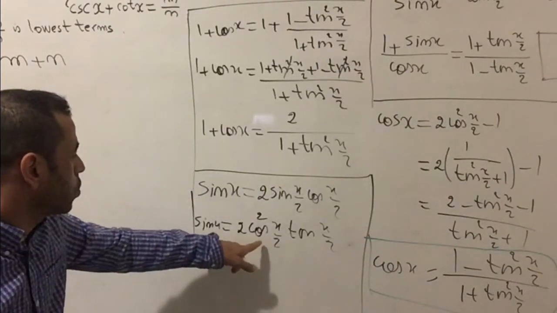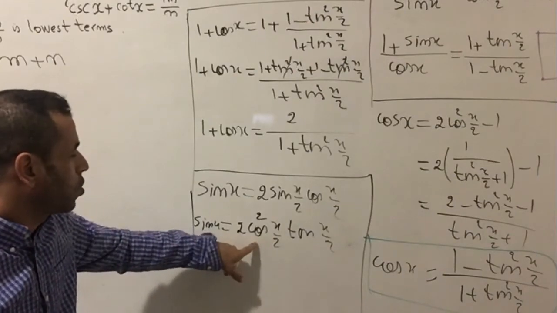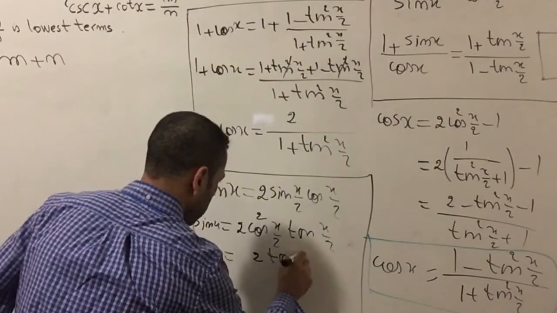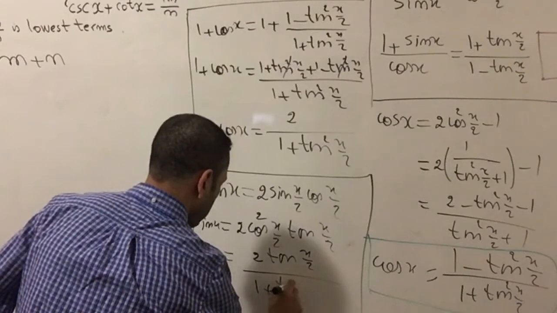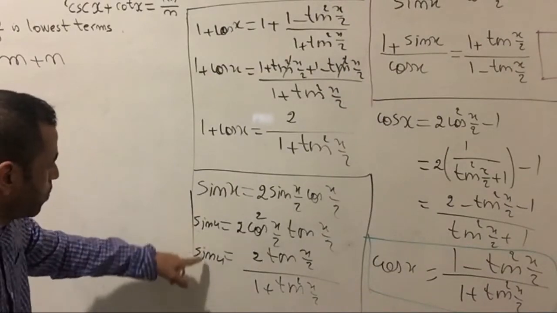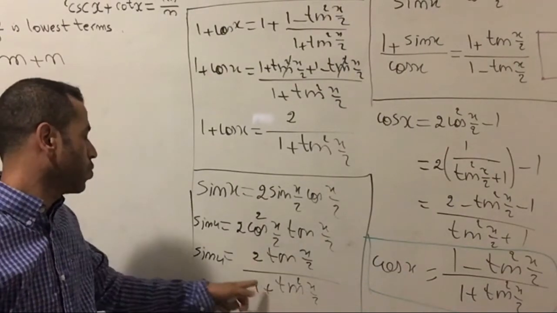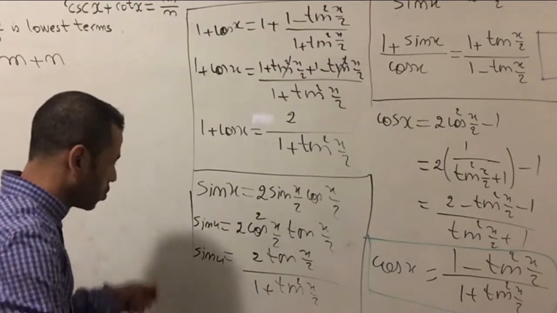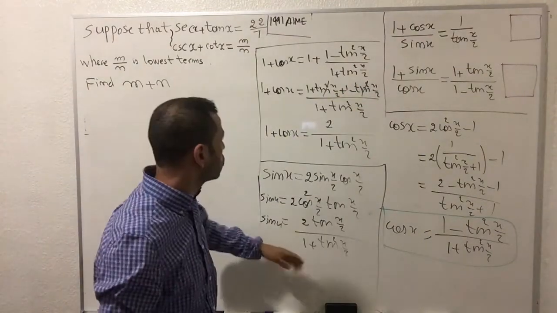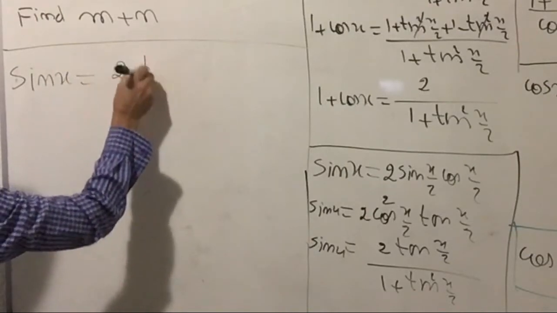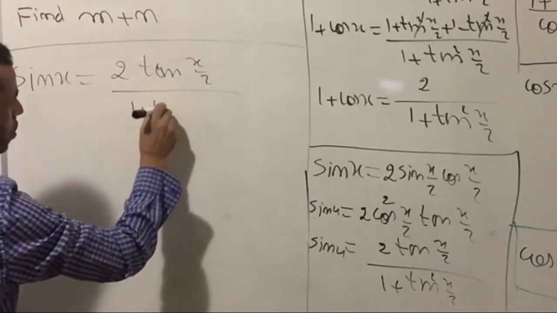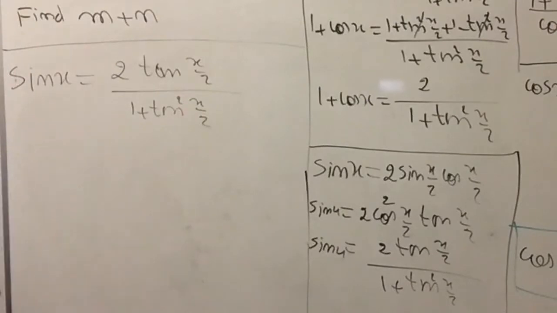By the way, 2 cosine square x over 2 will equal 2 over 1 plus tangent square x over 2, okay? So this one equals 2 tangent x over 2 over 1 plus tangent square x over 2, okay? So I proved sine x equals 2 tangent x over 2 over 1 plus tangent square x over 2, okay? So I'm going to put 1 plus cosine x over sine x to see what's the result, okay? Equal to 2 times over 1 plus tangent square x over 2, okay?